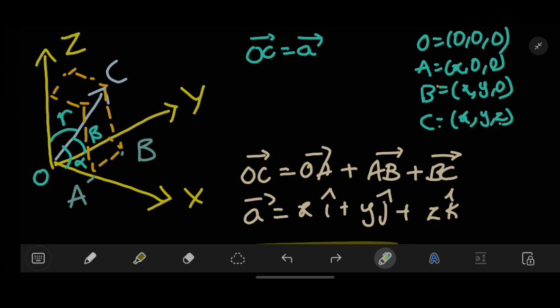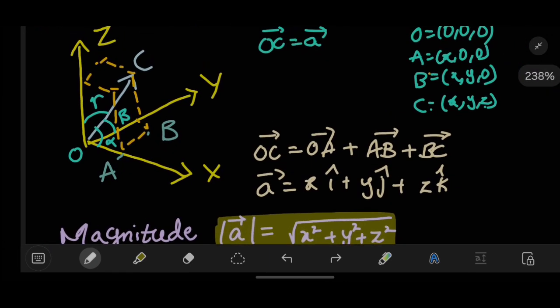Okay. Now this vector, how I am going to represent this thing, I'll explain. OC is nothing but OA plus AB plus BC. In this way you have written that vector. Okay, OA, from here AB, from there BC, in this way. That is what is the representation. So now this x, y, z can be put in vector form as x i cap, y j cap, and z k cap.